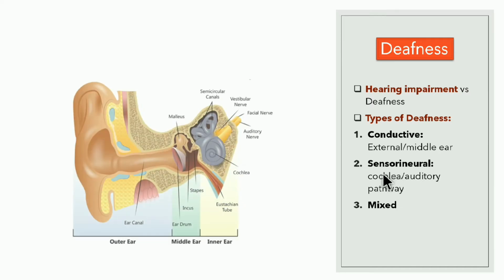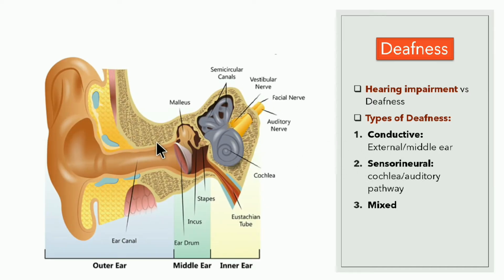Now conductive deafness. Conductive deafness means there is a problem in the air conduction. If you recollect from the previous slide, air conduction happens in the external ear and in the middle ear. So any problem in the external ear or middle ear will result in conductive deafness. So what can be the problem? For example, in the external ear, if there is wax or a foreign body, it will impede the movement of the sound waves. It will not allow sound transmission, and that will result in lack of hearing.